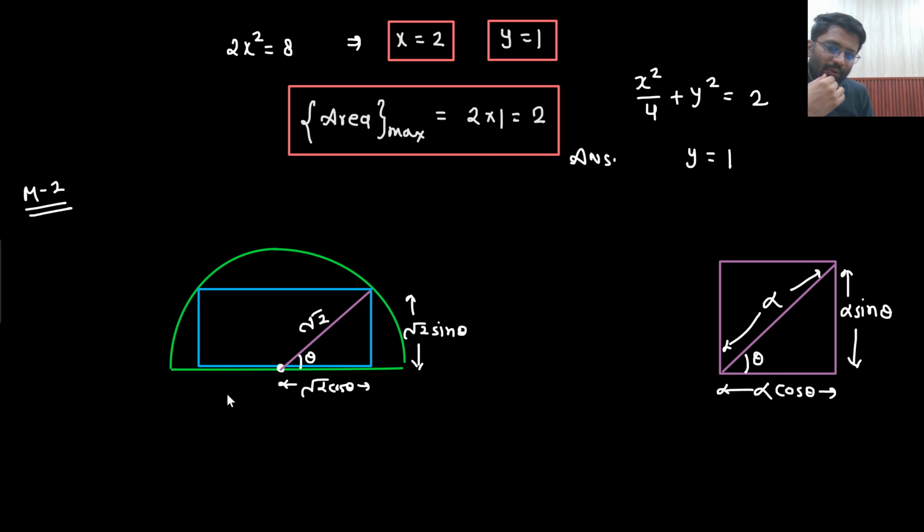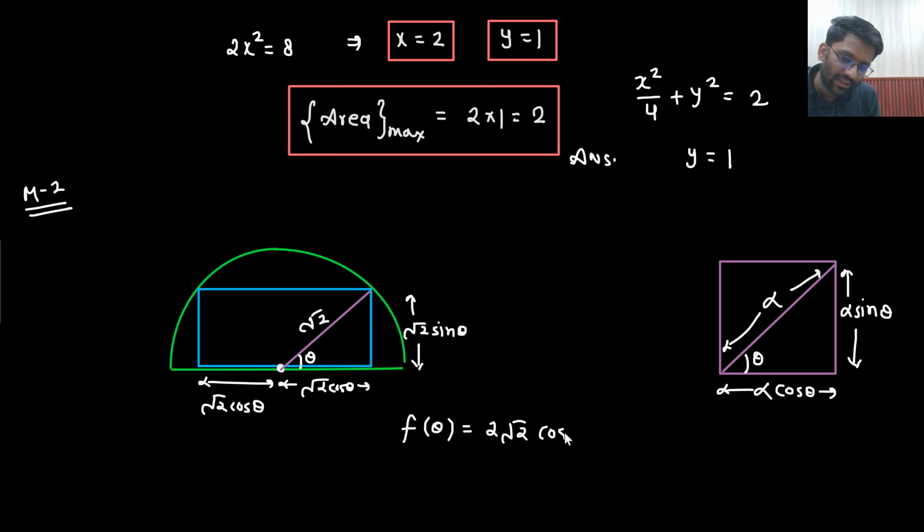Now if this is under root 2 cos theta, then what will be this? This will also be under root 2 cos theta only. So did you understand what your area is now? The area has become a function of theta only. What is that? This side, which is 2 under root 2 cos theta, multiplied with this side, which is under root 2 sin theta. This is the area.